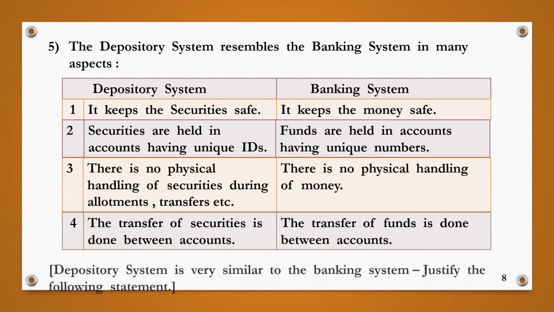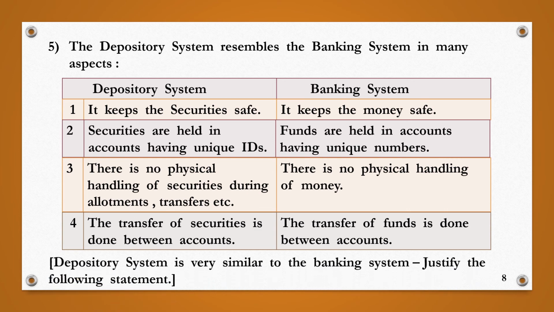Now, dear students, this question could be asked: the similarity or resemblance between the banking system and depository system could also be asked as a justify question. You can see the question over here. It is given as: depository system is very similar to the banking system, justify the statement. Dear students, you will find this question in your exercise, and from there I have taken up this question. So accordingly, if they ask you to justify for 4 marks, you are supposed to explain these 4 reasons which indicate the similarity between the depository system and the banking system.